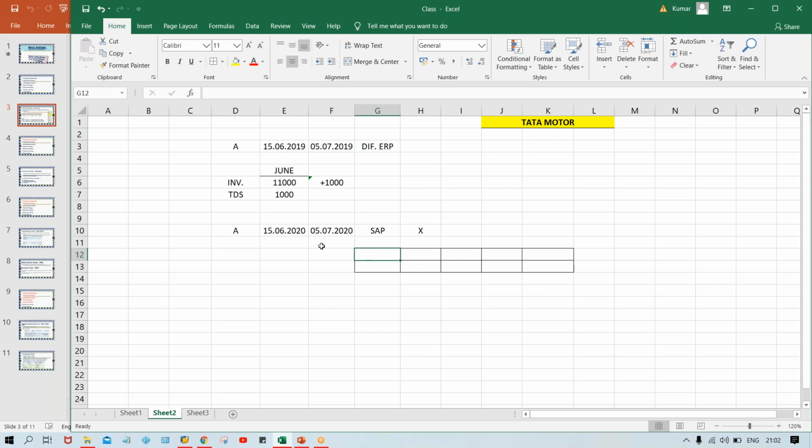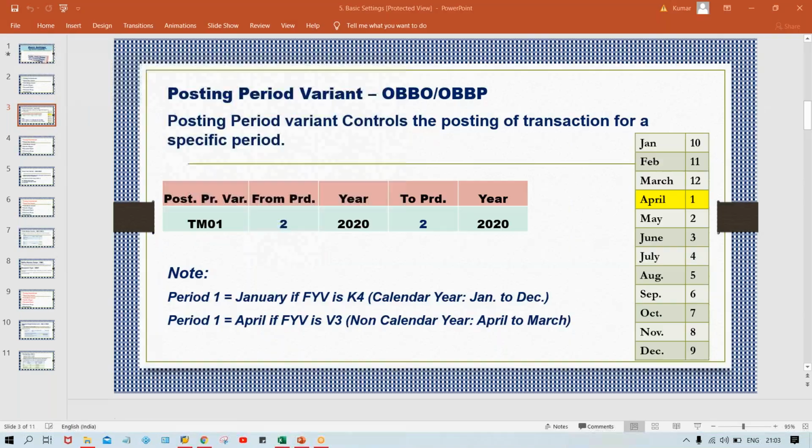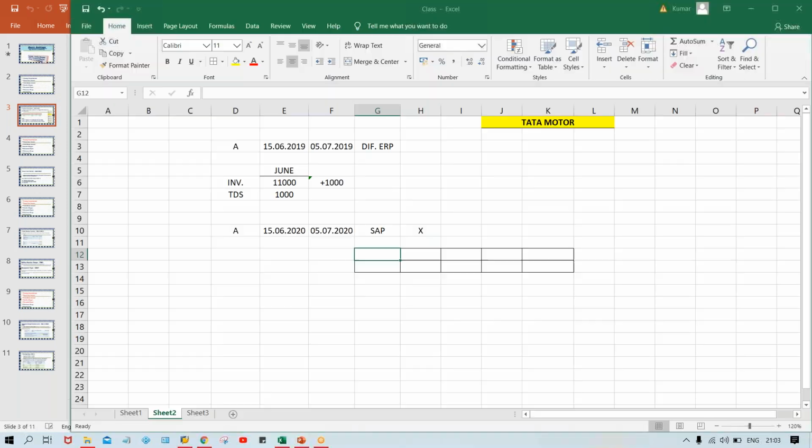So first of all, guys, posting period variant. Let's suppose we are going to set up a posting period variant. I will just copy these things and give you a posting period variant, and from period and year, then to period and year. So here we are having such kind of functionality.